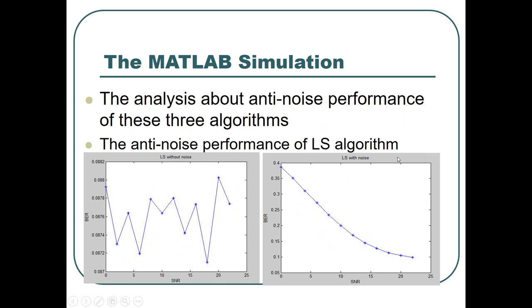Then I will talk about the anti-noise performance of these three algorithms. These two pictures are about the LS algorithm. For the ideal condition, we know that the fluctuation of the curve is not large with the increase of SNR. For the noise condition, we notice that the BER is reduced with the increase of SNR, and therefore the change of BER is large. Moreover, the BER of the noise situation is obviously larger than that of the ideal condition under the same SNR. So the anti-noise performance of LS channel estimation is not good.